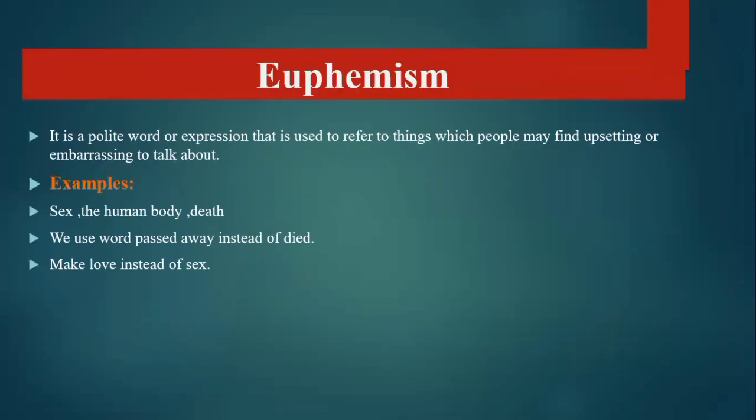The next term is euphemism. It is a polite word or expression that is used to refer to things which people may find upsetting or embarrassing to talk about. For example, we feel shy to discuss on the topic of sex or on health issues or on death. So we use word passed away instead of died for better conversation, or we use the word make love instead of sex. So these are the examples of euphemism.